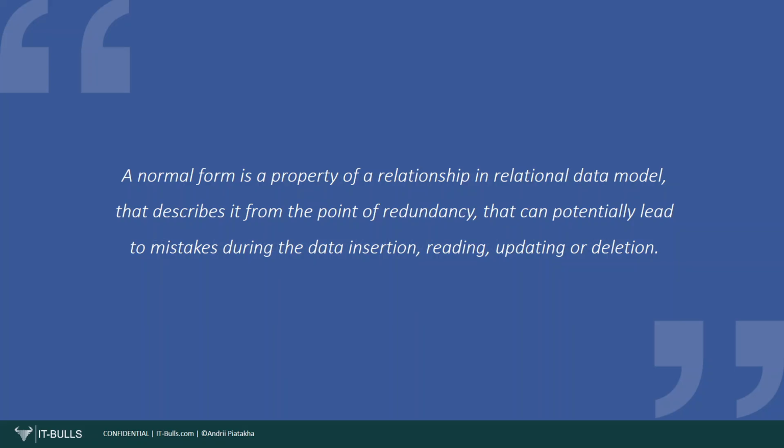In the definition of normalization, we used such a term as normal forms. What are normal forms? A normal form is a property of a relation in a relational data model that describes it from the point of view of redundancy that can potentially lead to mistakes during data insertion, reading, updating, or deletion. You already know about data anomalies, and you already saw examples. Based on this, I conclude that you understand our motivation to learn normal forms.